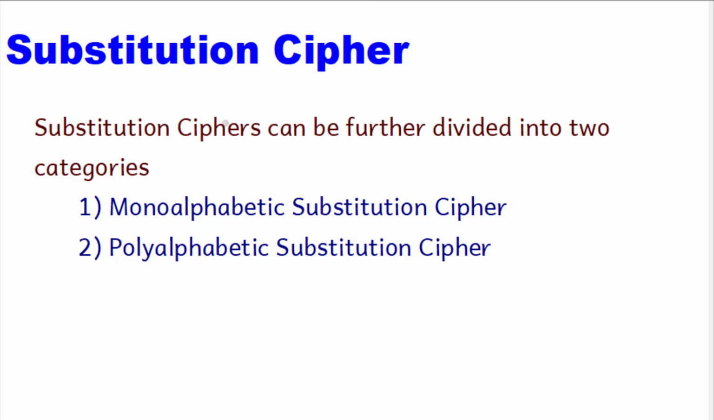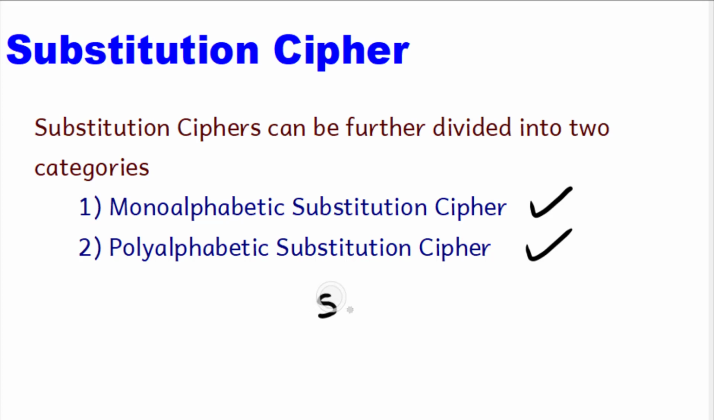Now let us first study the substitution cipher in detail. There are 2 more subcategories of the substitution cipher. The first is the monoalphabetic cipher, and the second is the polyalphabetic substitution cipher. What is the difference between these 2? In the case of the monoalphabetic cipher, we have a one-to-one relationship. What is the meaning of one-to-one relationship?